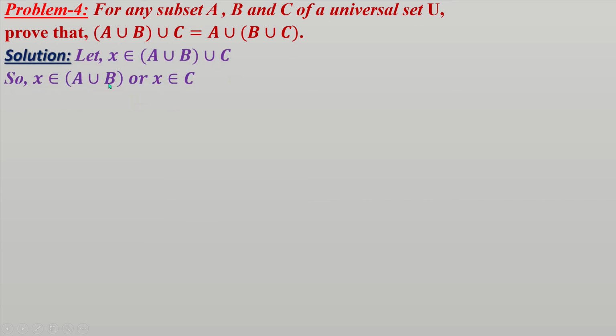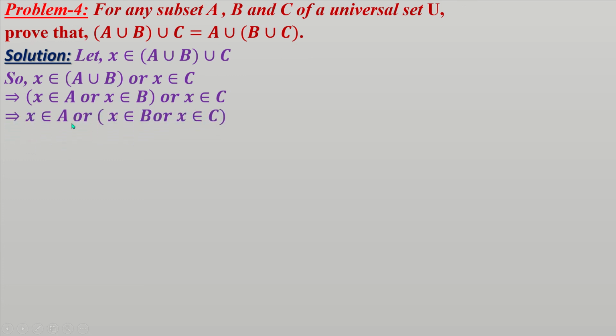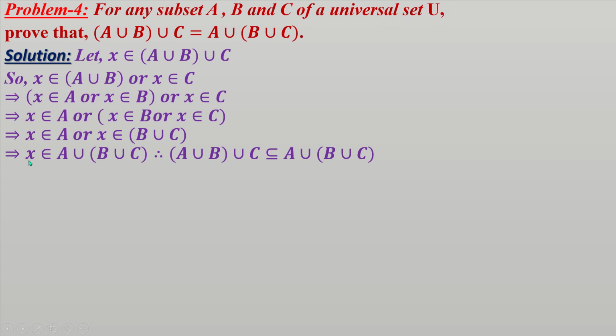Problem 4: for any sets A, B and C of a universal set U, prove that A union B union C equals A union B union C. Let X belong to this. So X belongs to A union B or X belongs to C. As here is union, here it will be or. We can write X belongs to A or X belongs to B or X belongs to C. So X belongs to A or X belongs to B union C. This implies X belongs to A union B union C.